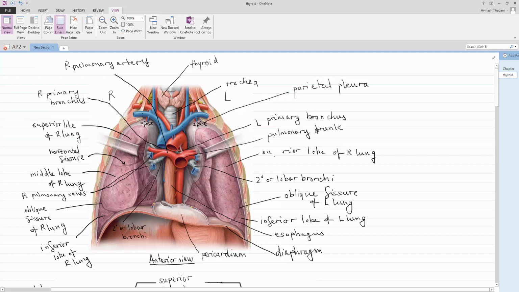Here's the aorta as mentioned, aortic arch, and then the descending aorta, and this is the thoracic aorta. And that's pretty much it.